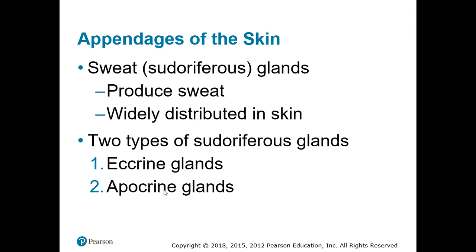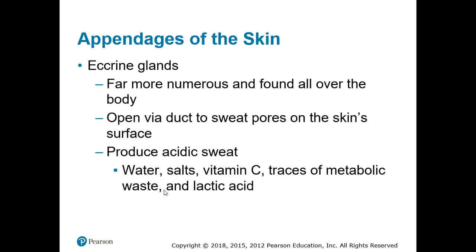The second type of cutaneous gland that we're going to learn about are called sweat glands. They also go by the name sudoriferous glands. They produce the secretion of sweat, and they are widely distributed in our skin. There are two types of sudoriferous glands, otherwise known as sweat glands. The first one are eccrine glands, and the second is apocrine glands. So if we first focus on eccrine glands, these are going to be a lot more numerous than the other, and they are found all over the body.